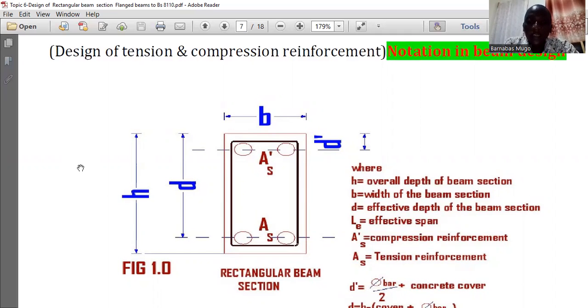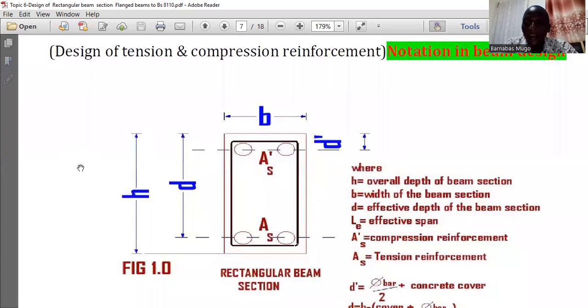Then we need to know that AS is the tension reinforcement. That is, we always design the tension reinforcement at the bottom of that beam. Then at the top, we have AS prime, which is the compression reinforcement. You need to know how to determine the compression reinforcement.